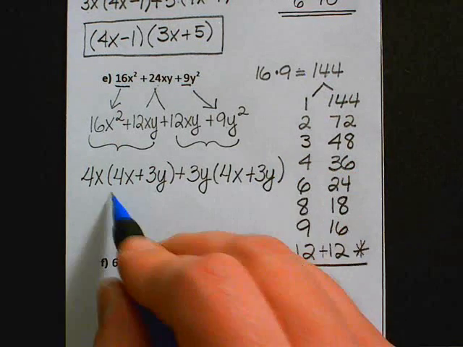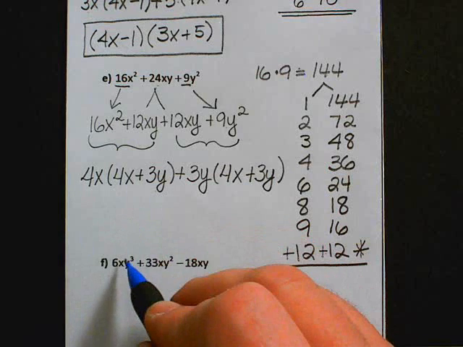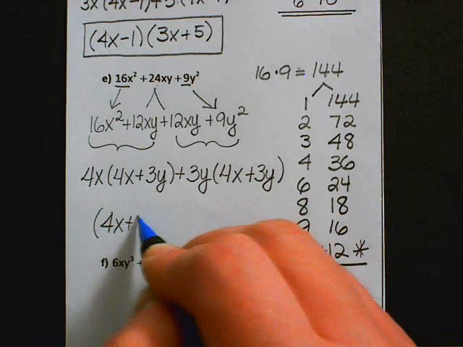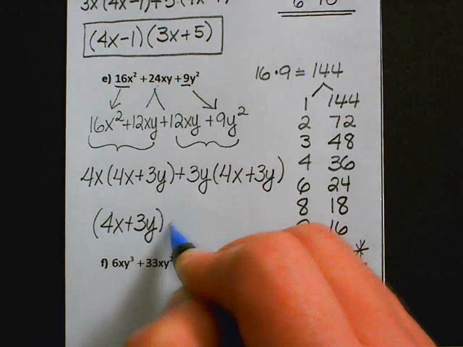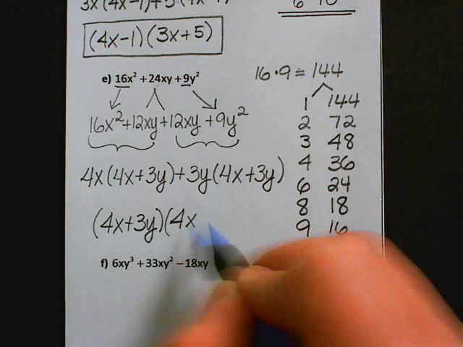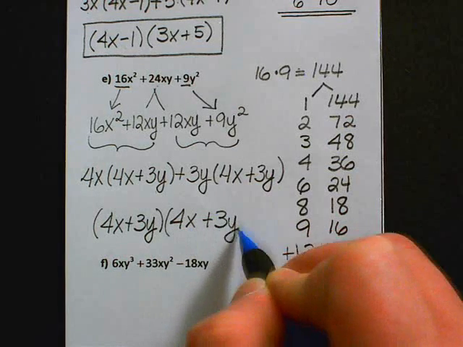Now look at these. What do they have in common? They have in common 4x plus 3y. And what's left? We have 4x plus 3y. So that is our answer.